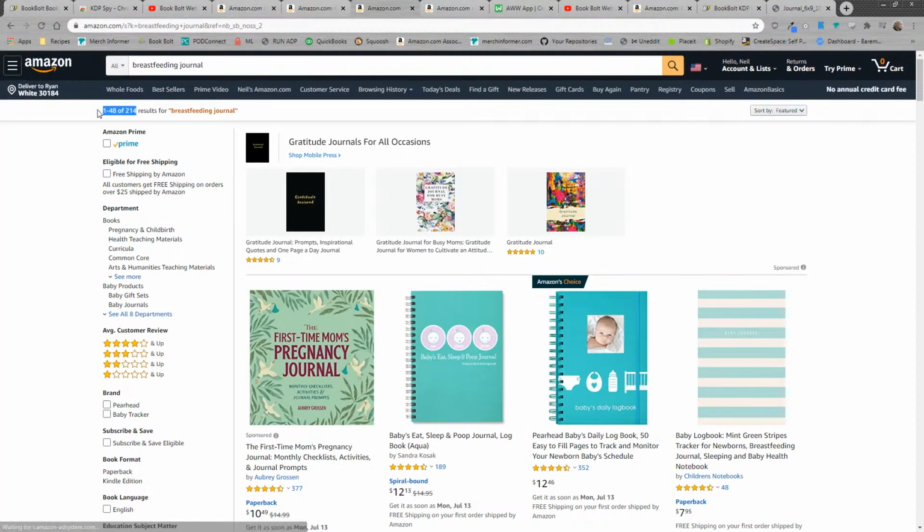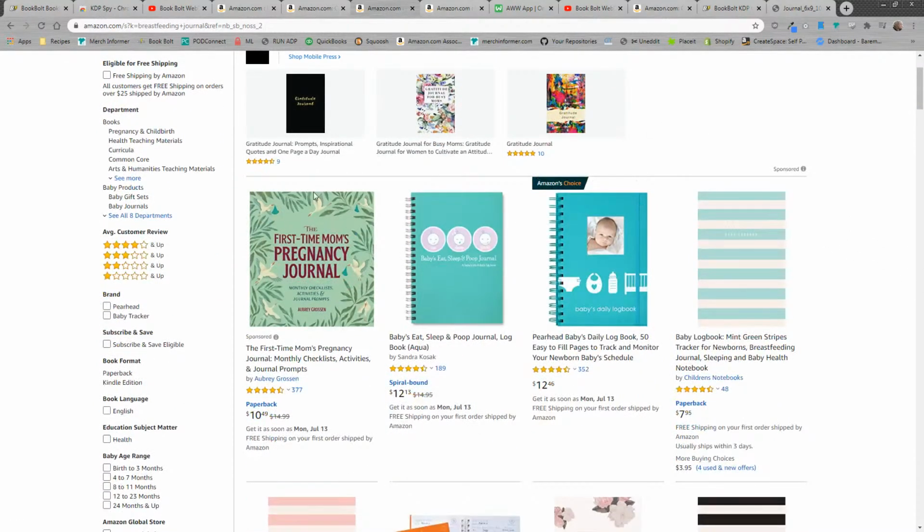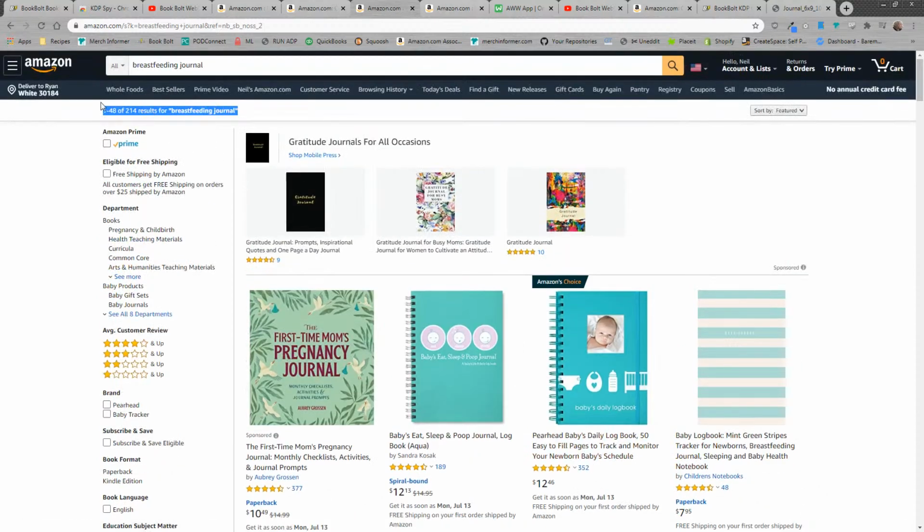Right off the bat, low competition. Okay, 214 results. That's nothing. There's so many opportunities on KDP. We're just going to scroll down. The First Time Mom's Pregnancy Journal. Okay, this is a sponsored listing, so keep that in mind. Baby Logbook. Okay, this is a tracker for newborns, breastfeeding journal, sleeping, and baby health. Right off the bat, we find a keyword, breastfeeding journal, inside of the Easy Pub Profits Guide.